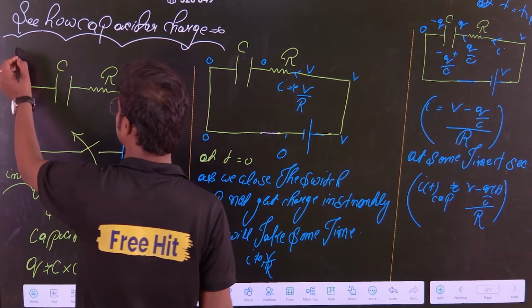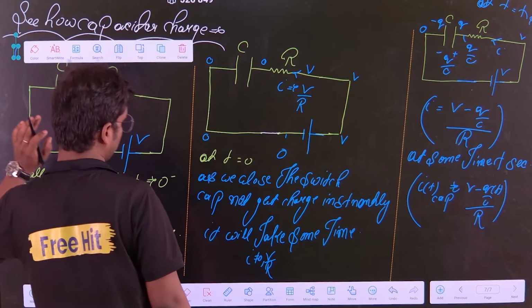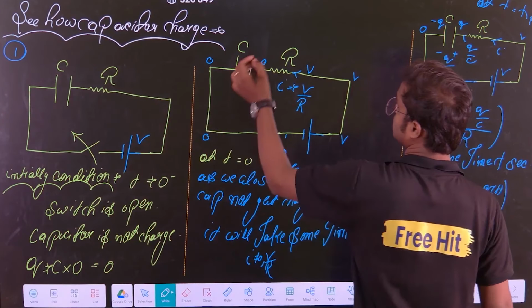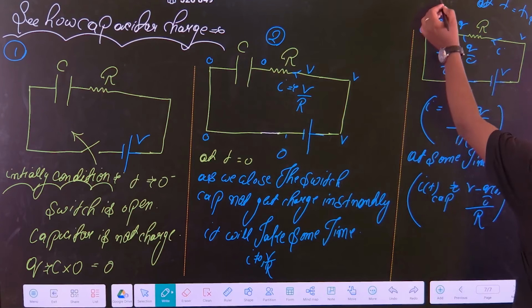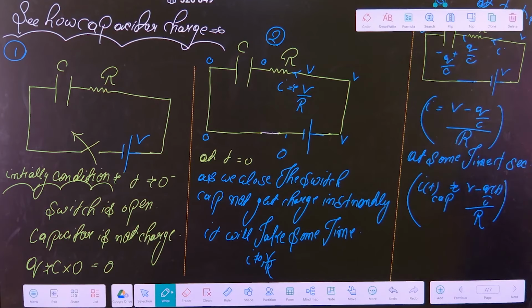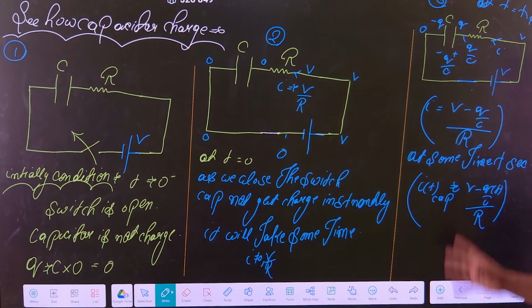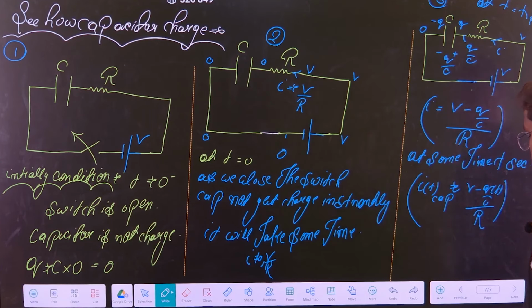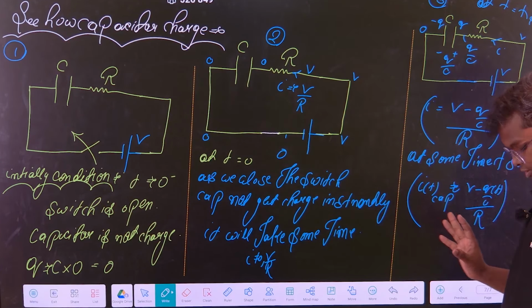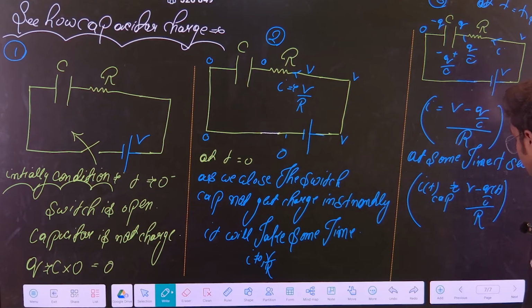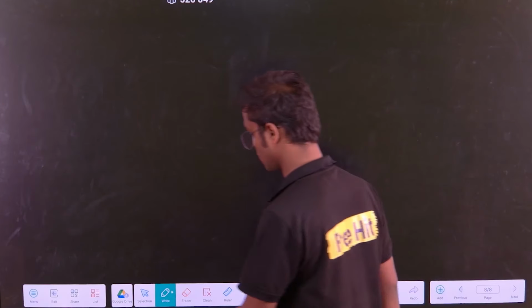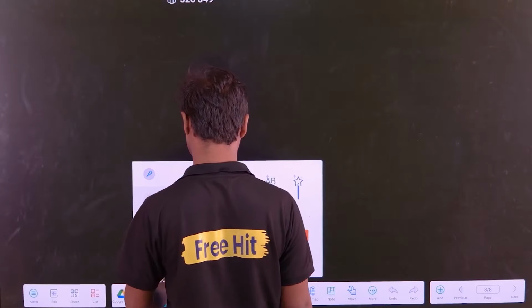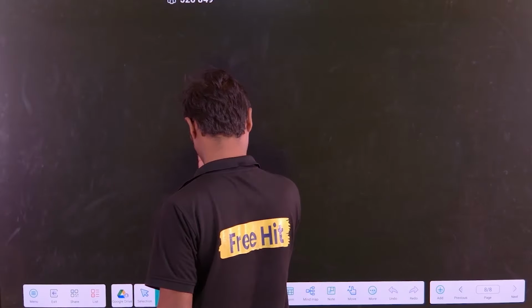Are you getting my point? This is our first stage. We have started. Then we went to second stage. Then we went to third stage. These are the three stages we have seen. Till here, no one has a doubt? Can we proceed further? Okay, sir. The capacitor has reached this state. Then what? Let's see another picture of it.